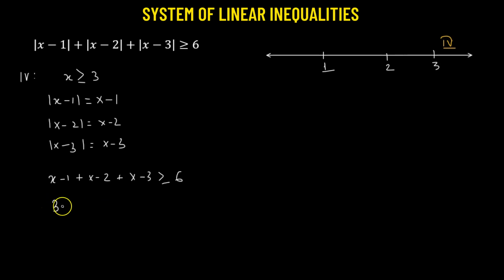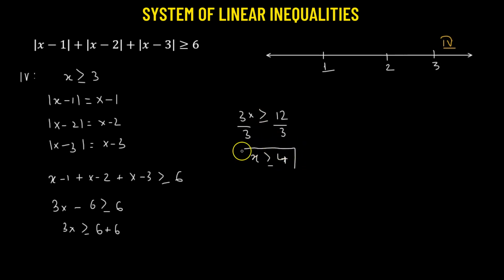So where we have 3x minus 6 greater than or equal to 6, which gives us 3x greater than or equal to 6 plus 6. That means 3x will be greater than or equal to 12. Now we want to make the coefficient of x 1. Further, we'll divide both sides by 3, which gives us x greater than or equal to 4. Here you can see that the sign of the inequality has not changed because 3 is a positive number and division by a positive number does not affect the sign of the inequality. So here we have obtained x greater than or equal to 4.